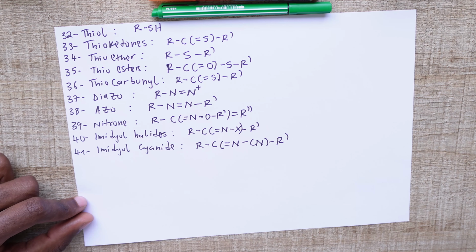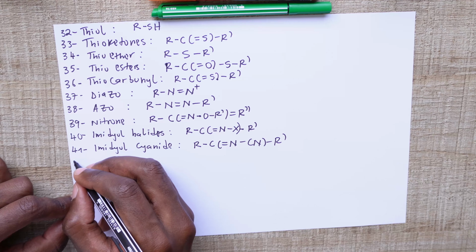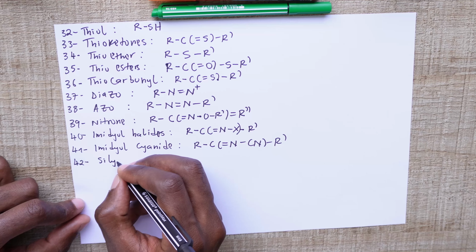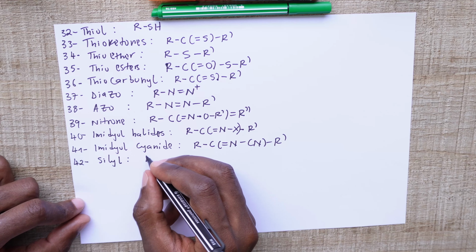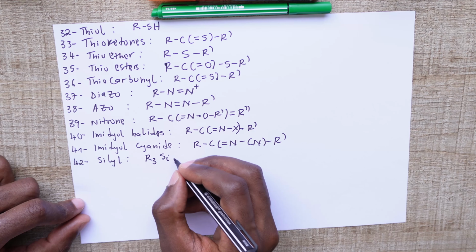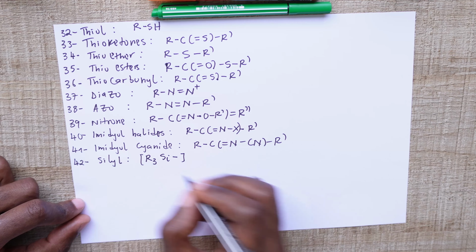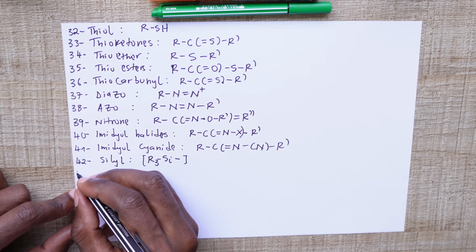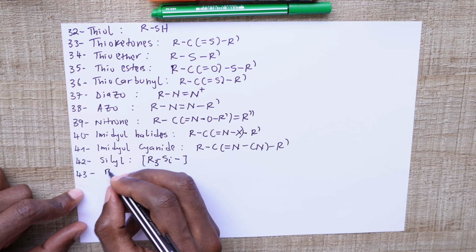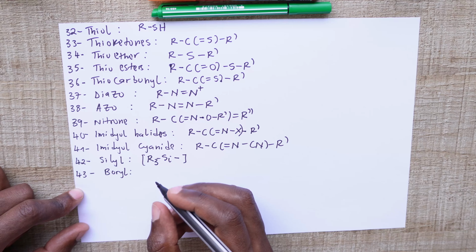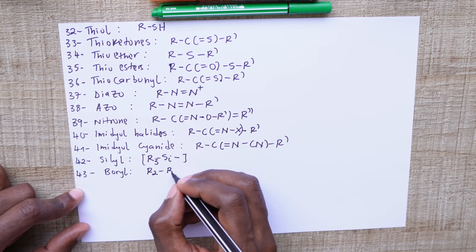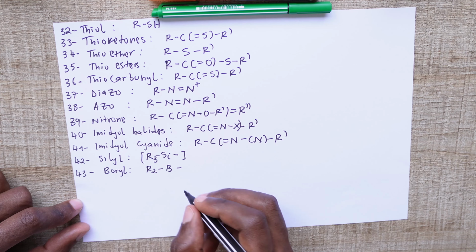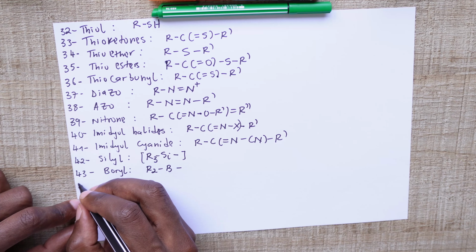Alright. Then we go to 42. You have the silyls, which have as functional group R3, then with a silicon. 43, you have boryl. Okay, just have a bond. B dash. Okay, there should be other double bonds. So you have 44.